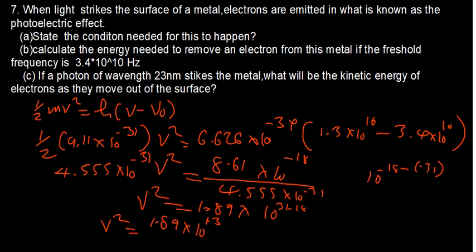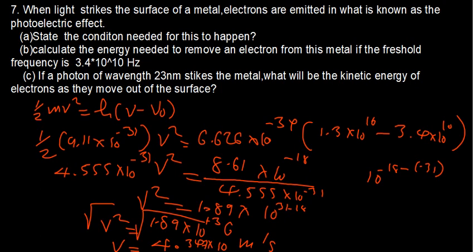Now we take the square root to find the velocity. So taking the square root both sides, there and there, we should be able to get a velocity of about 4.347 times 10 to the power 6 meters per second. So this is the value of the velocity that we should be able to get.